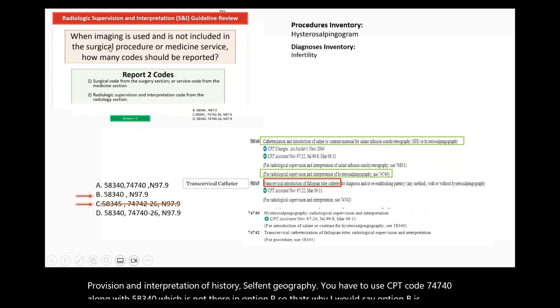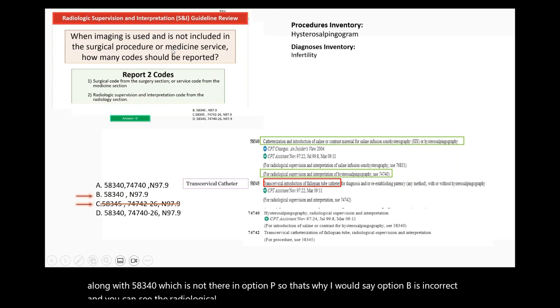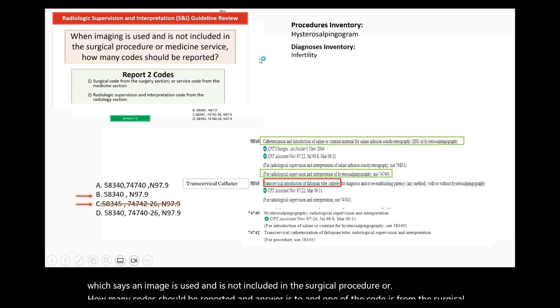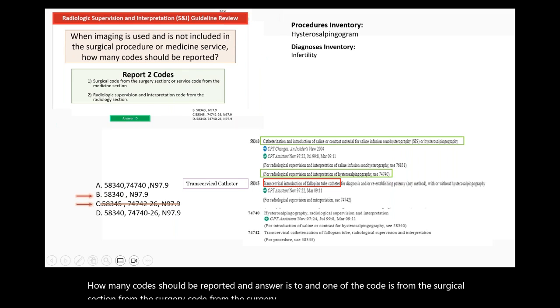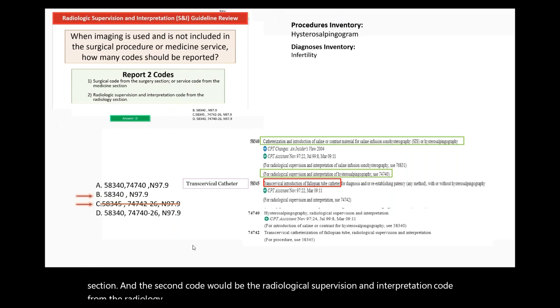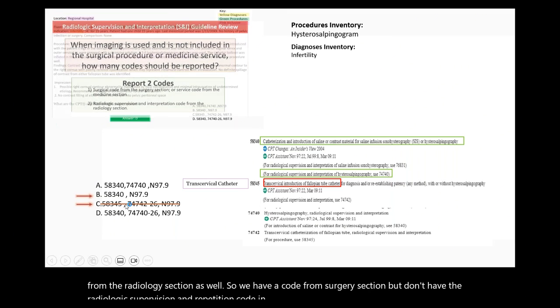You can see the radiological supervision and interpretation guidelines, the S&I guidelines, which say that an image is used and is not included in the surgical procedure or medicine service. How many codes should be reported? The answer is 2. One code is from the surgery section, or a service code from the medicine section. The second code is the radiological supervision and interpretation code from the radiology section. So we have a code from the surgery section but don't have the radiologic supervision and interpretation code in option B, which means option B is incorrect.